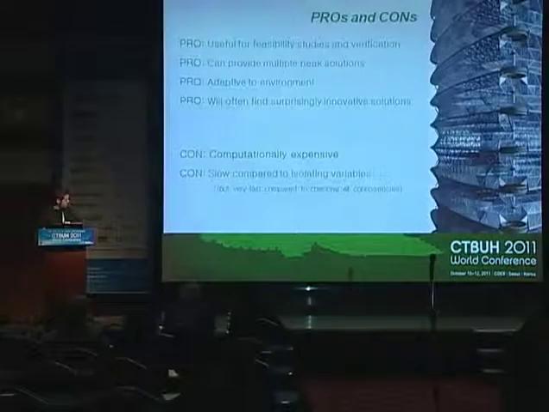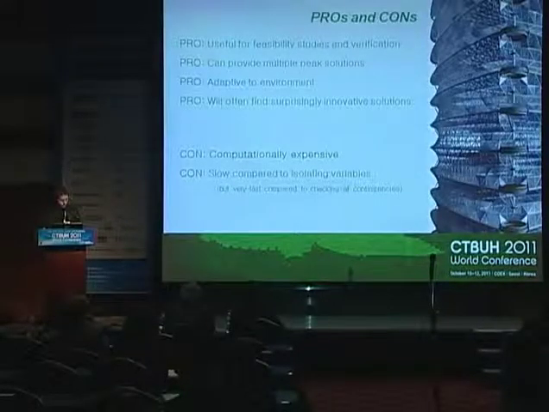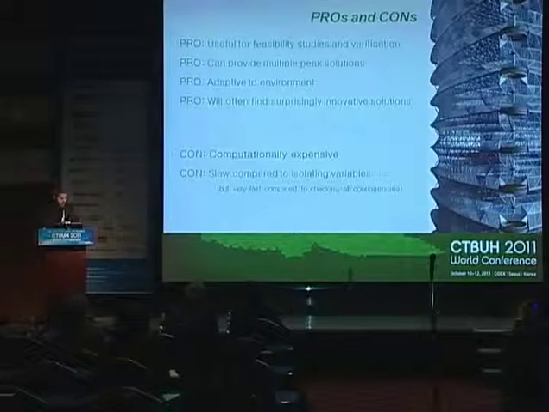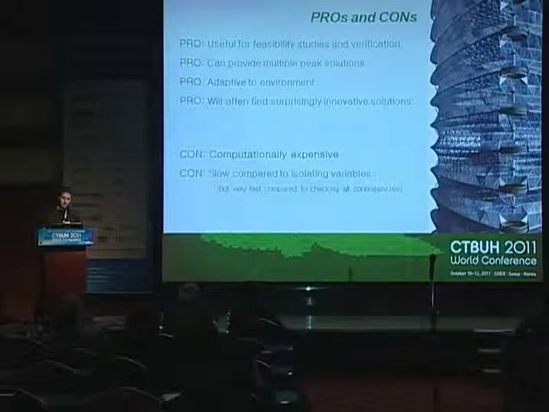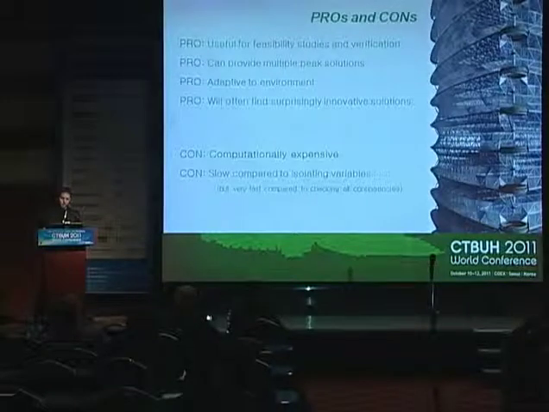So the pros and cons of this method. Pros: it's useful for feasibility studies and verification, can provide multiple peak solutions, is adaptive to the environment, and will often find surprisingly innovative solutions, especially to complex combinatorial problems. Cons: it can be computationally expensive and slow compared to isolating variables, although fast compared to checking all possible contingencies.